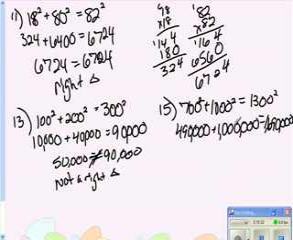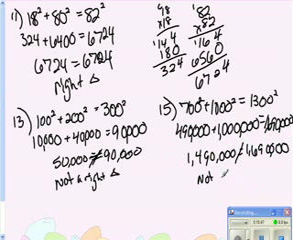And 490,000 plus 1 million, well, that's 1,490,000. And over here, we got 1,690,000. So those are not the same. It is not a right triangle.